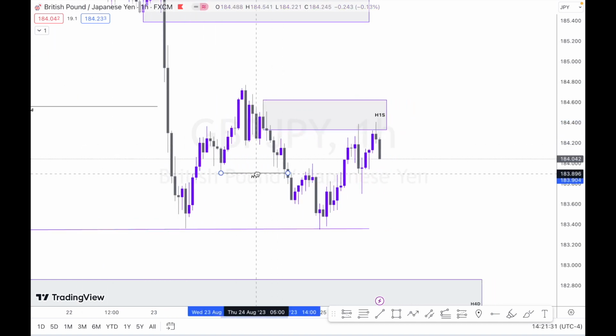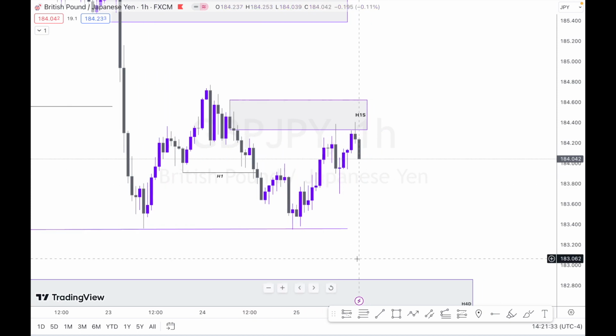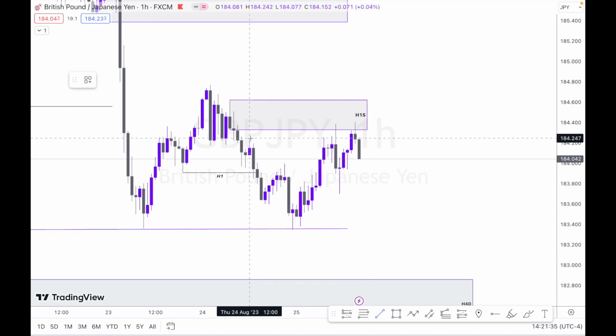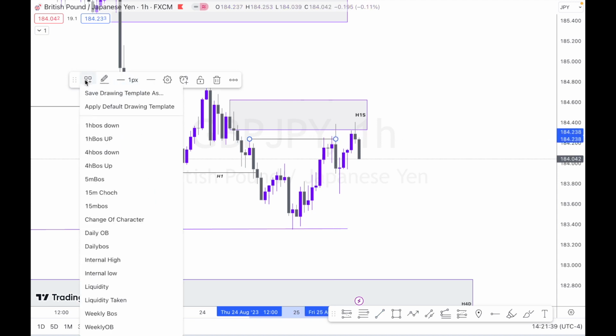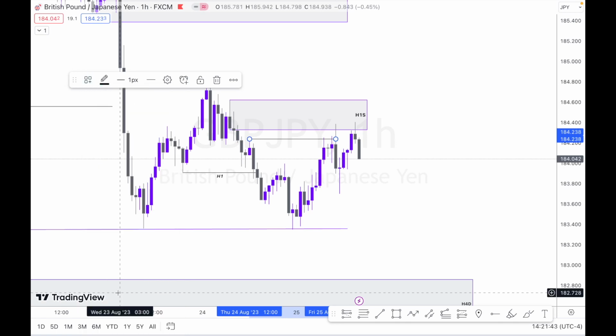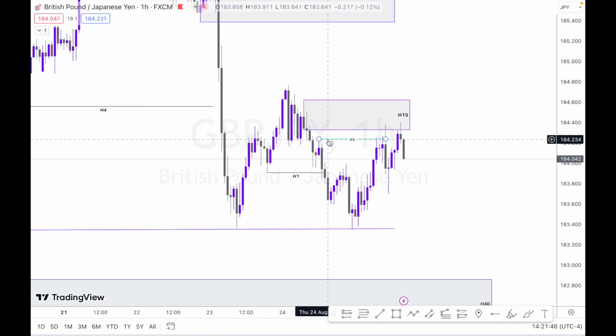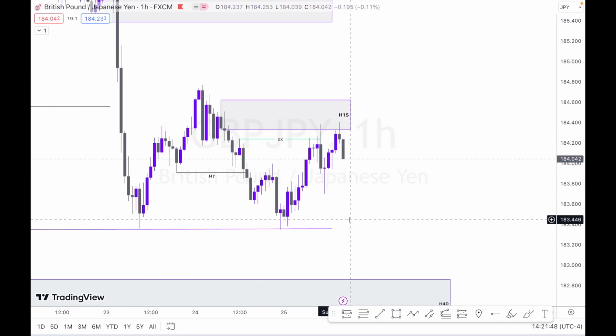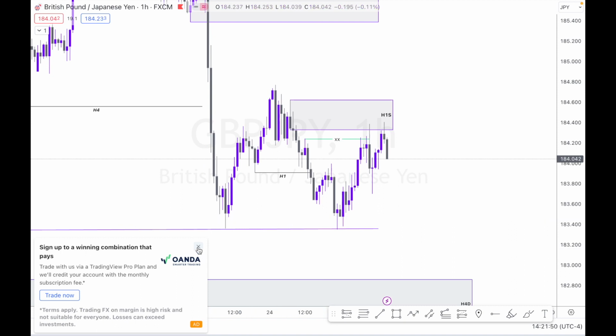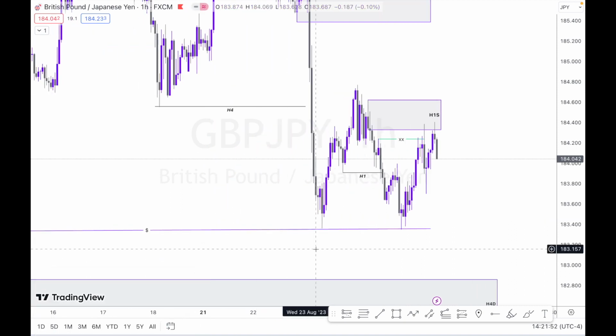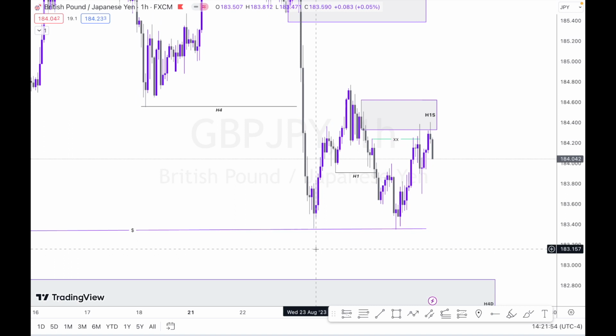So now look what price did. Swept all of this liquidity right here. This liquidity was swept. Look at this. This liquidity was swept here, and now we're pushing down, which is confirming my bias already, my bearish bias on GJ. It's coming down.